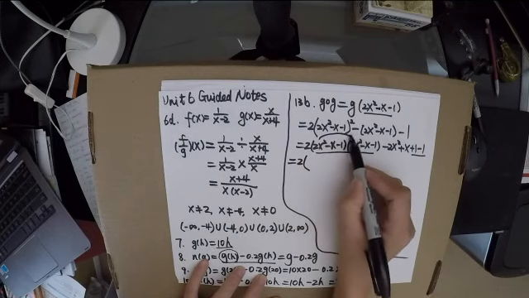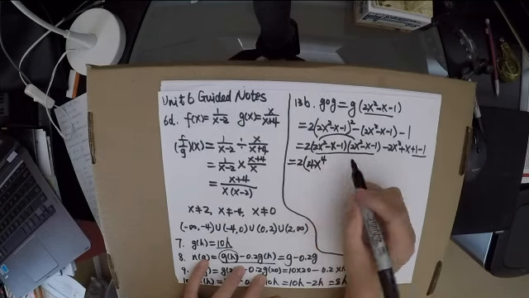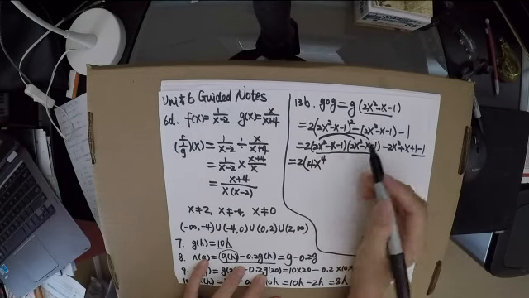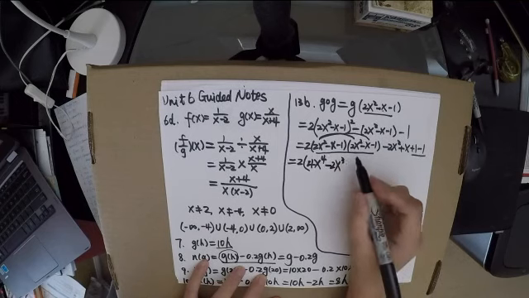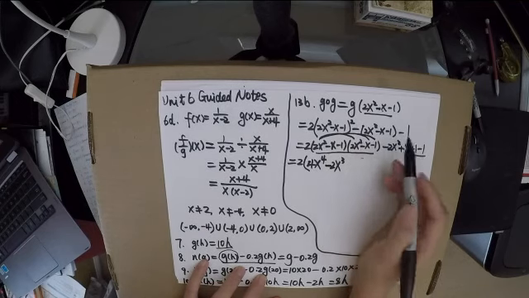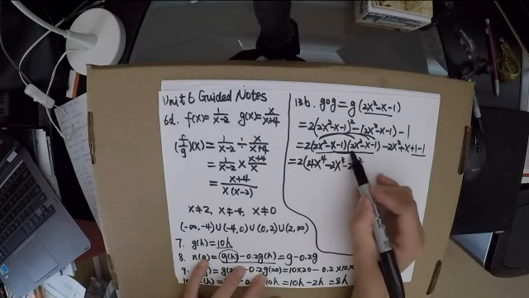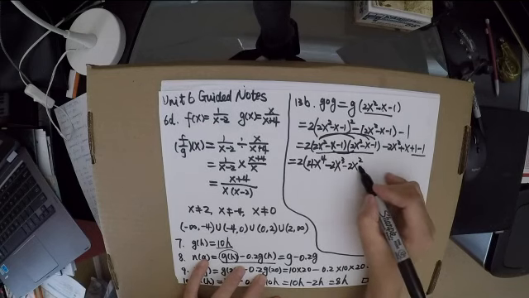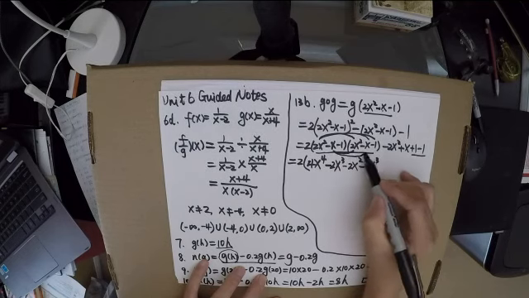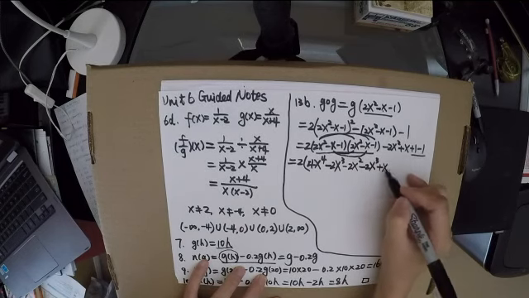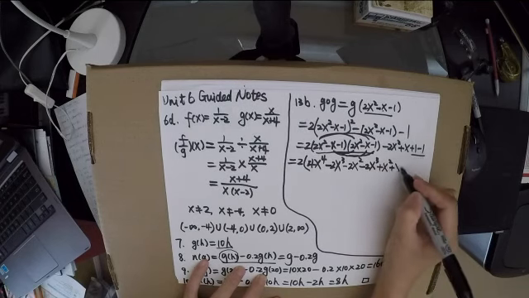Now this and this multiplied together is 4x to the fourth power. This and this multiplied together is negative 2x cubed. This and this multiplied together is negative 2x squared. Now this and this multiplied together is negative 2x cubed. Then these two together is plus x squared. And this together is plus x.